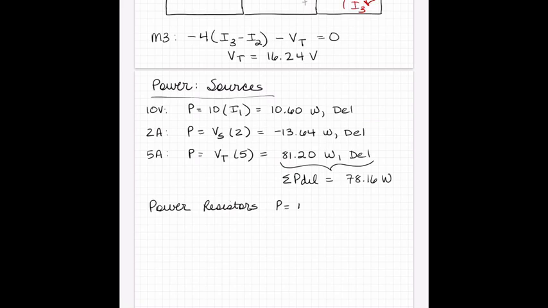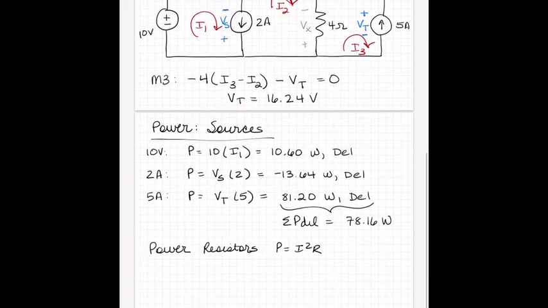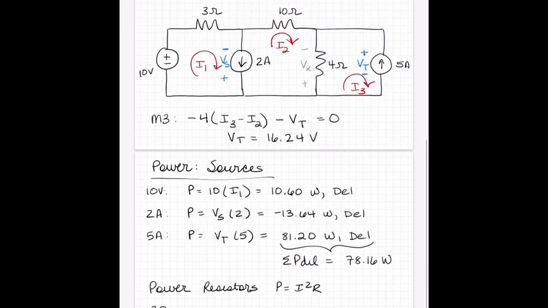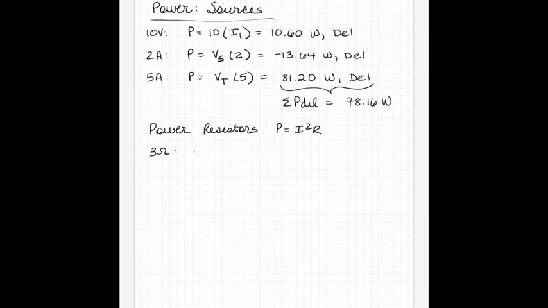And I typically use I squared R when I'm doing mesh analysis. So let's start with the 3 ohm resistor. The 3 ohm resistor is on the outside of a mesh, only sees mesh current I1. Okay, so P is equal to I1 squared times 3. And that is equal to 3.37. And it's absorbed because resistors only absorb power.